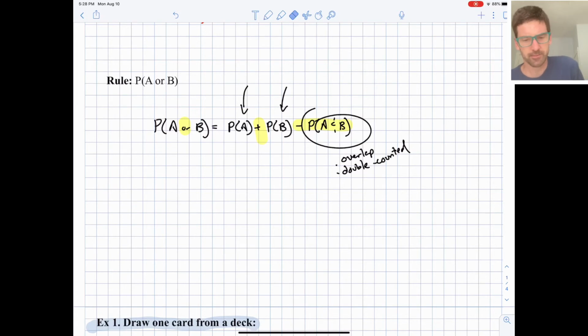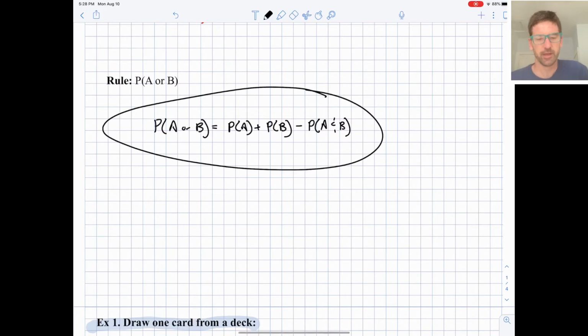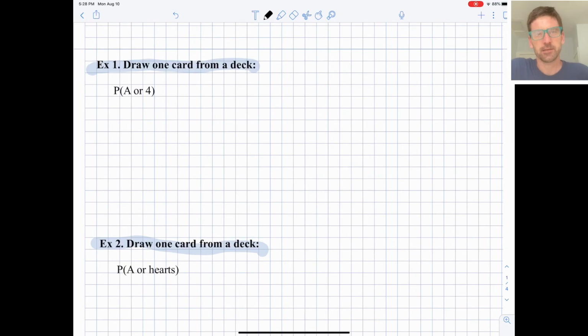Let me get rid of some of this notation around it so you can have the formula clear by itself. Okay, so that's our formula right there. Probability of A or B is the probability of A plus the probability of B minus the probability of both. So let's get started with some examples. You're drawing one card from a deck. So notice we're just doing one card right now.